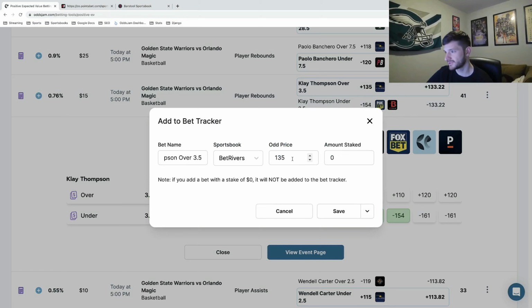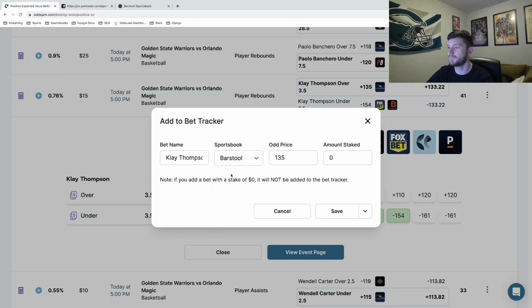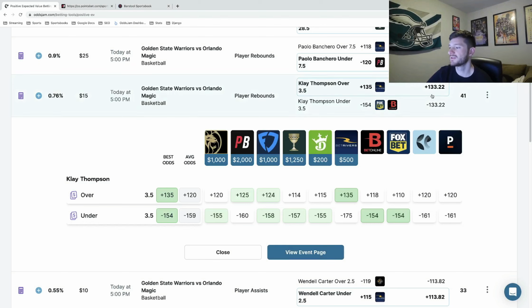Let me just add this one to my bet tracker. So I locked it in on Barstool for $50. Click save. And let's chat about this one as well. No-vig line, plus 133. BetRivers line, Barstool line, we locked it in at plus 135, so there is a gap between those two numbers. And then again, compared to the rest of the betting market, plus 120 on Pinnacle, plus 120 on BetOnline, plus 118, plus 115 at DraftKings.